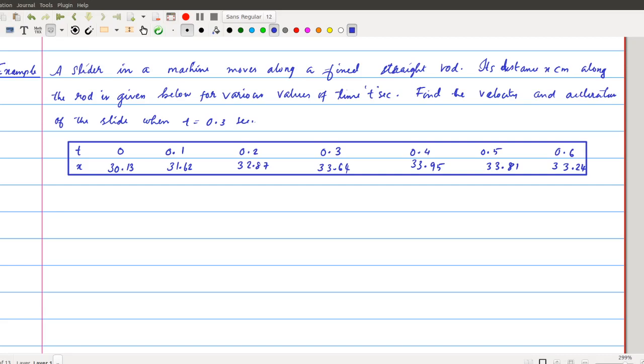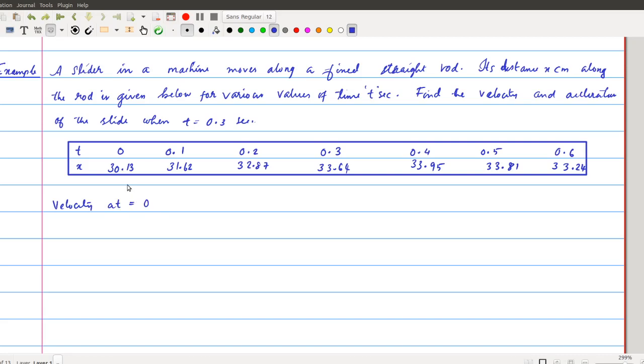This is our example. A slider in a machine moves along a fixed straight road. Its distance x cm along the road is given below for various values of the time t seconds. Find the velocity and acceleration of the slide when t is equal to 0.3 seconds. Okay, so this will be the model question, or an illustrated example. So we have to find the velocity at t equal to 0.3.